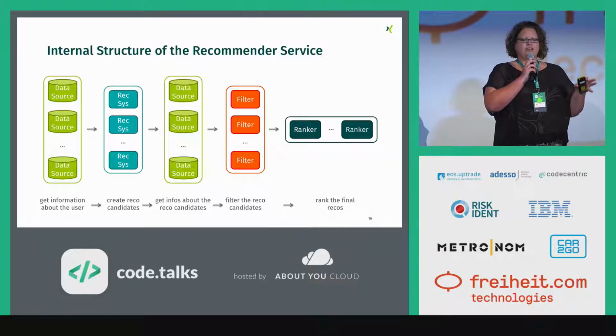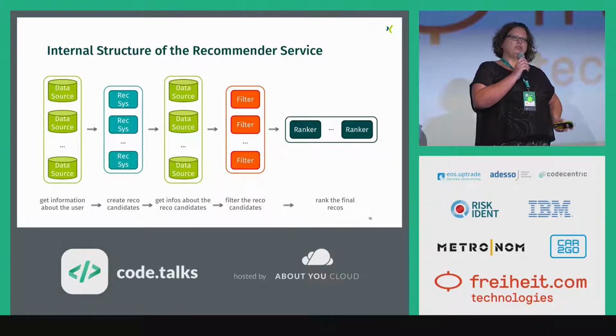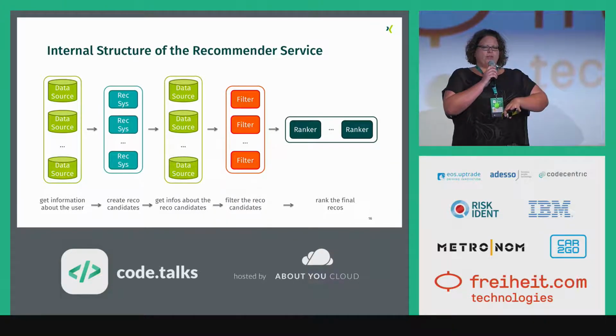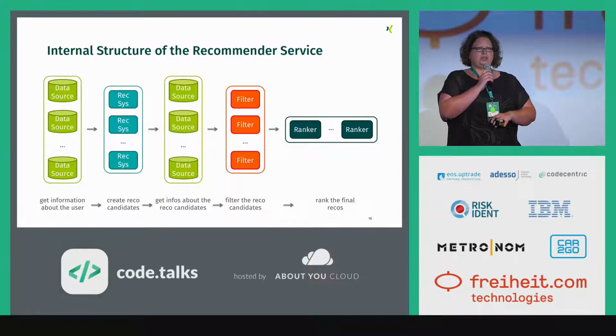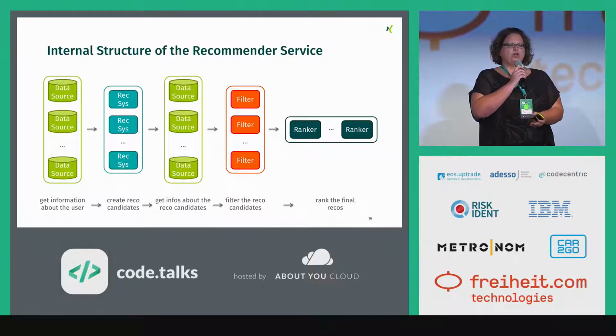And this is the internal structure of the recommender system, which is very similar to what you saw before. The structure of this recommender service is similar in all our recommender services, but here again it's the example of the job recommender. So first of all, we get just the ID of the user, and we try to get information about the user.